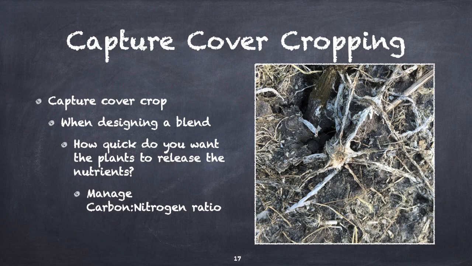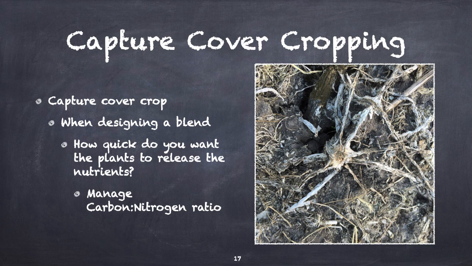So when we're looking at designing a blend for a capture cover crop, the question is, how quickly do you want those plants to release those nutrients next year? And that's going to go back to managing that carbon to nitrogen ratio. The quick and dirty part of it is, when a plant is in the young vegetative stage, that carbon to nitrogen ratio is going to be a lot lower than something that will get to flowering or later. So when we have those tillage radish tops, in this picture, this is what the radish tops look like next year, the next spring.